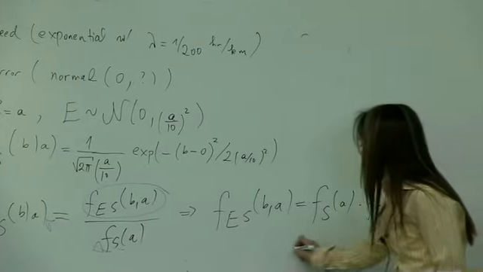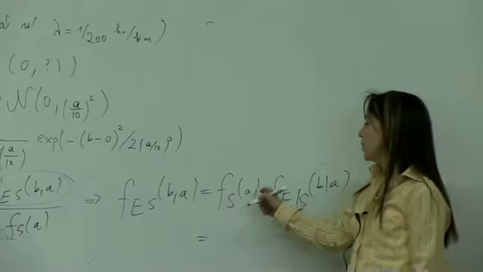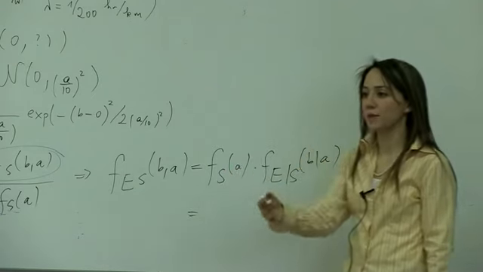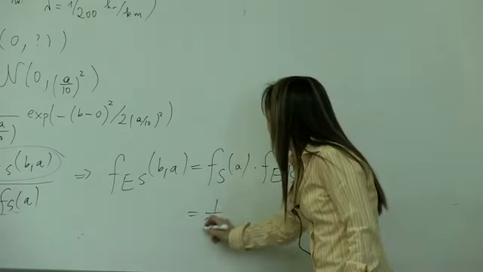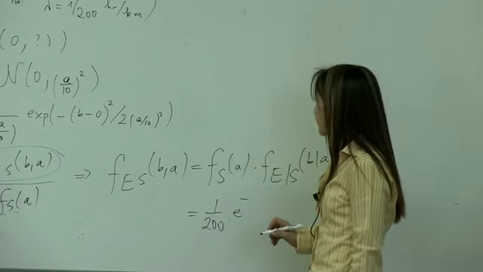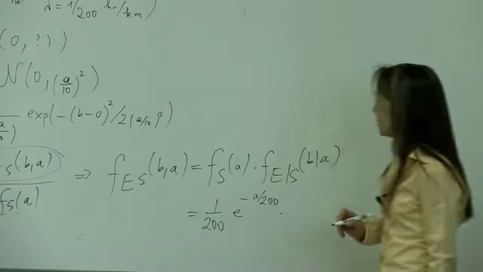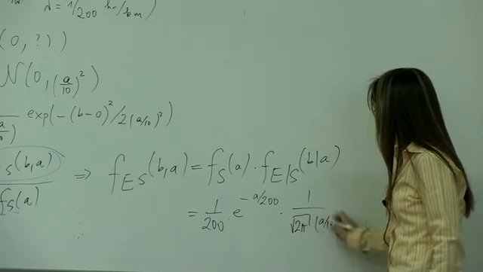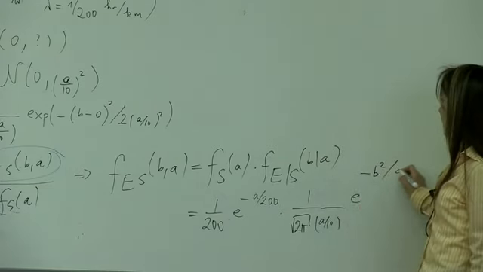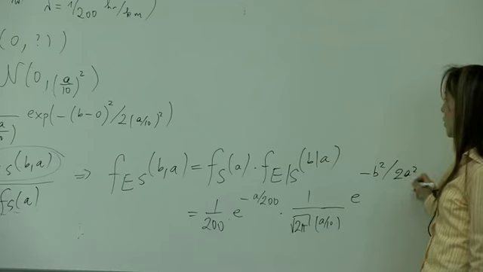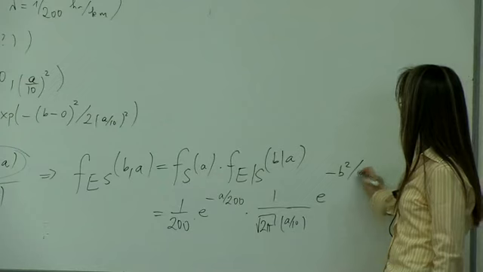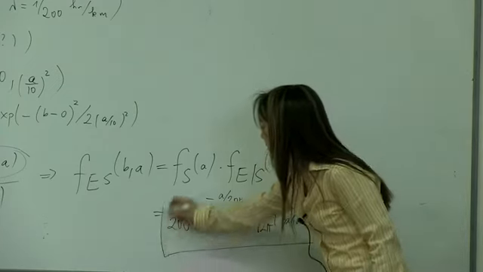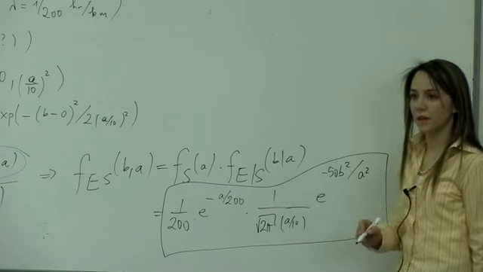Any problem? Now, let's remember our exponential. What is the distribution of the speed? The density of the speed. Lambda times e to the minus lambda a, right? What is lambda? 1 over 200 times e to the minus a over 200 times this thing, which is 1 over square root 2 pi a over 10 e to the negative b squared divided by 2 a squared over 100. Well, we can just write this as 50 here. So this is our joint PDF.